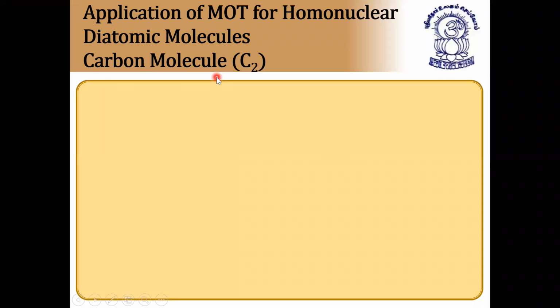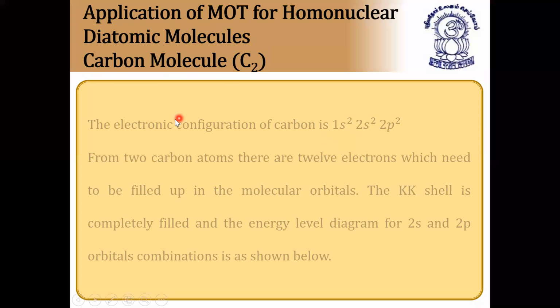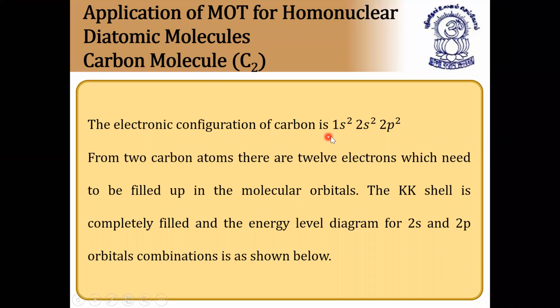So, application of MOT for homonuclear diatomic molecules: carbon molecule. Let us see C2. Homonuclear means similar atoms. The electron configuration of carbon is 1s2 2s2 2p2, as we already know. For two carbon atoms, there are a total of 12 electrons, which need to be filled in molecular orbitals. The KK shell is completely filled, and the energy level diagram for 2s and 2p orbitals is as shown in the figure. Now you can see the diagram.